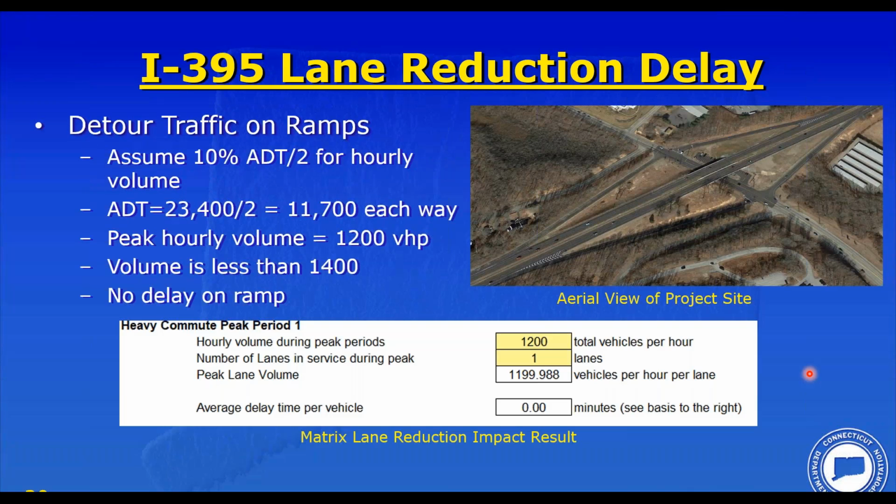Let's take a look. As far as I-395 lane reduction, we have now reduced I-395 from 2 lanes in one direction to 1 lane going down the ramp. So we take 10% of the ADT divided by 2 to get one direction, and we end up with 11,700 vehicles each way with a peak hourly value of 1,200 vehicles per hour. That's that 10%. That volume is less than the 1,400. Therefore, we have no delay on the ramp. The ADT is low enough, we can detour traffic down this ramp and not have a delay. And there's the calculations from the spreadsheet to prove that.